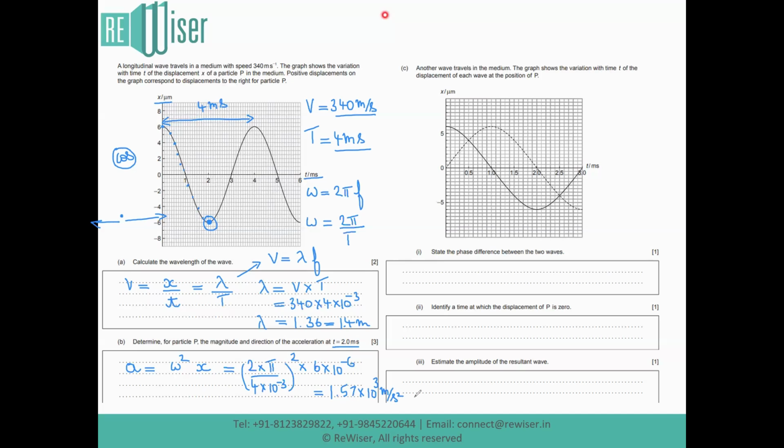Moving on to part C of the question. Another wave travels in the medium. The graph shows the variation with time t for the displacement of each wave at position P. So wave 1, let's assume that is wave y, which is a cosine graph. y is equal to cos omega t. Wave 2, since it starts from 0, could be assumed as a sine graph. y is equal to sine omega t.